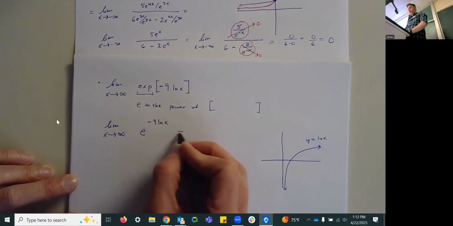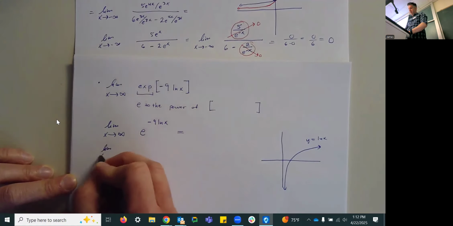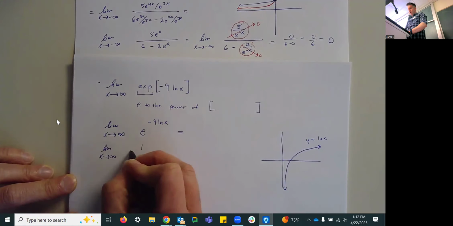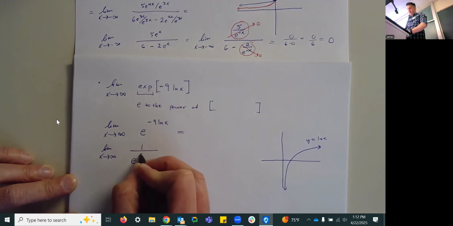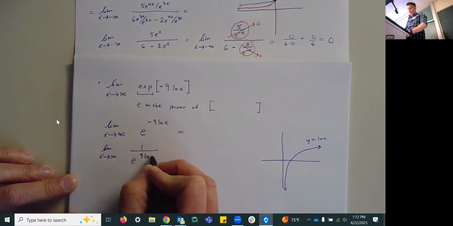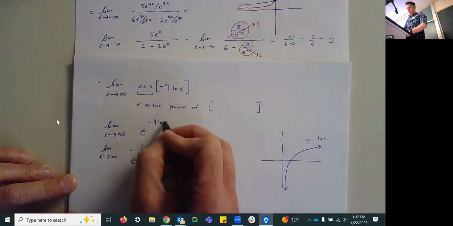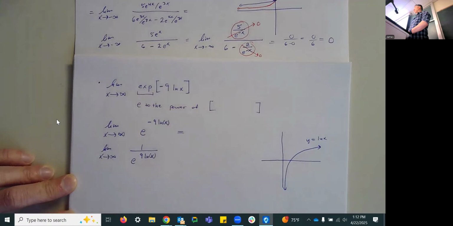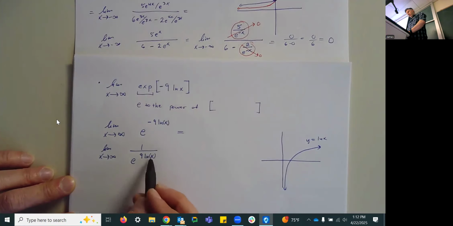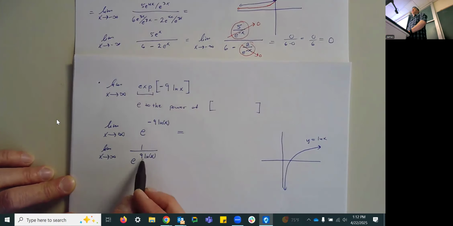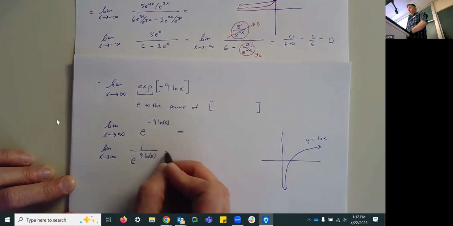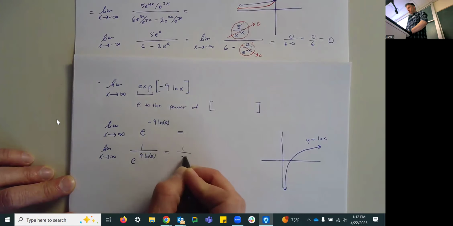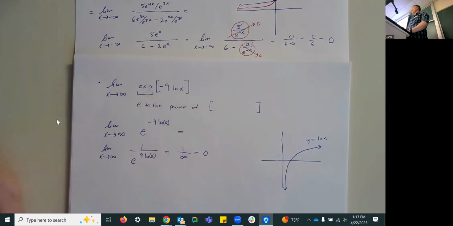Or as James would prefer to write it, the limit as x goes to infinity of 1 over e to the positive 9 natural log of x. I really like my exponent to be positive when I'm plugging in whatever x is approaching. So now I can be like, oh yeah, this is getting big, 9 times big, and e to a big number is a big number, and then dividing by a big number means we're getting closer to 0.